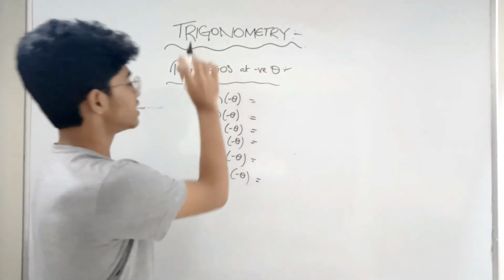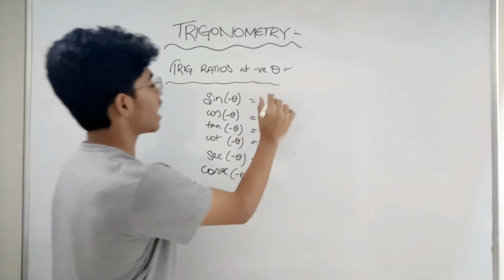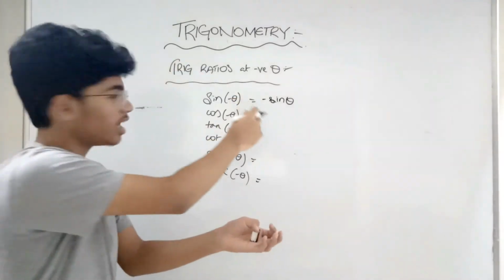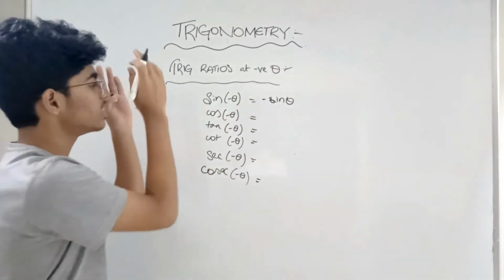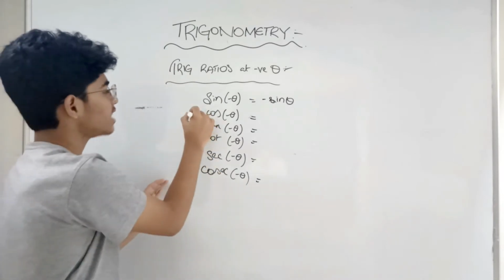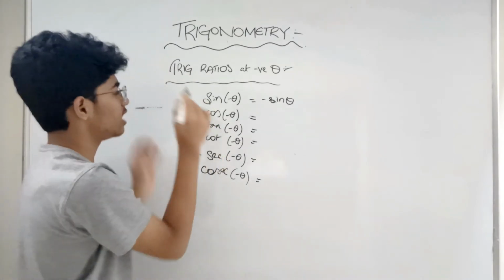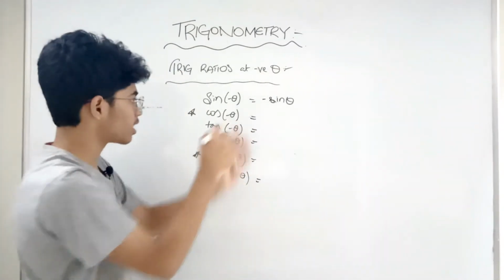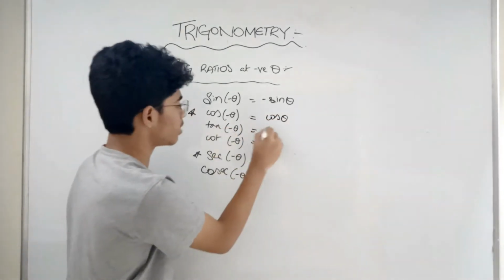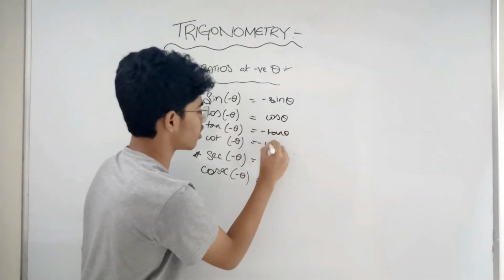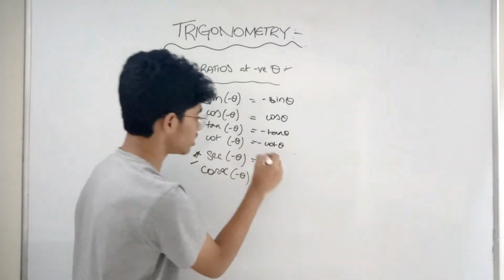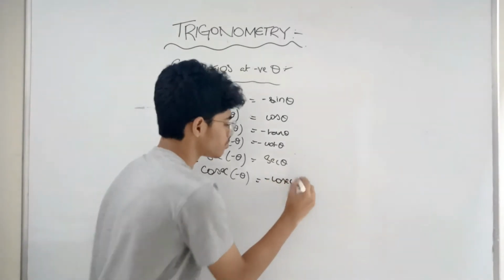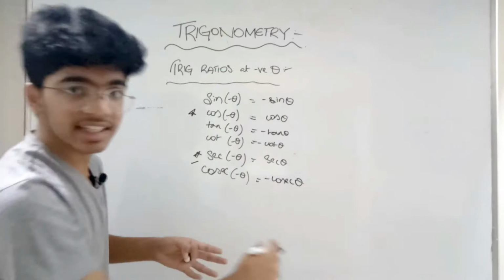In sine of negative theta, we have negative sine theta. The minus sign just transfers to this side in only sine, tan, cot, and cosecant, not in cos and secant. In cos and secant, the negative sign just vanishes. So it becomes cos theta, negative tan theta, negative cot theta, secant theta as a special case, and negative cosecant theta. That's it. Pretty simple. But if we take an example, that will be better.